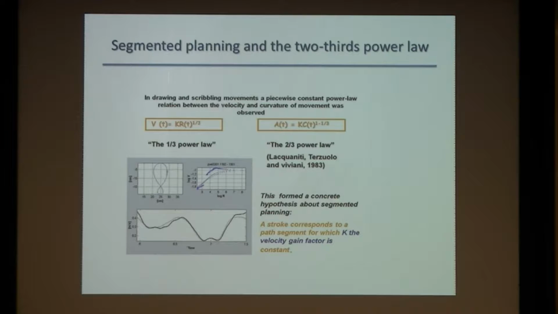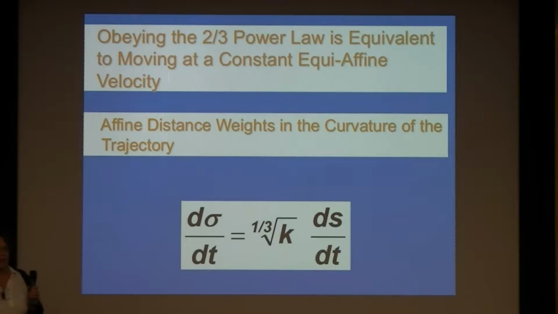So this was a very intriguing idea for us, the old work we did with Viviani and Richardson a long time ago. We showed that if you have optimization principles like maximum smoothness, starting with minimum acceleration, jerk, snap, etc., the two-thirds power law is actually equivalent to having minimum or maximum smooth trajectories, and you test it by testing the values of beta.